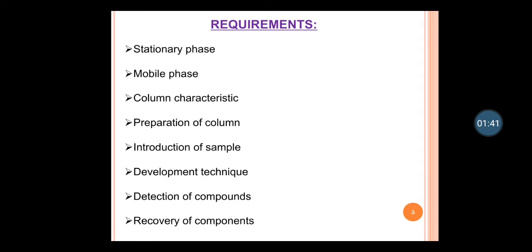These are all the requirements for doing column chromatography. First is the stationary phase, then mobile phase, column characteristics, preparation of column, introduction of sample, development technique, detection of components, and recovery of components.